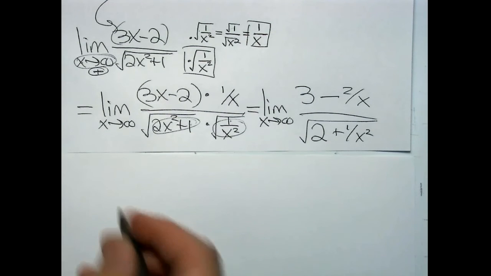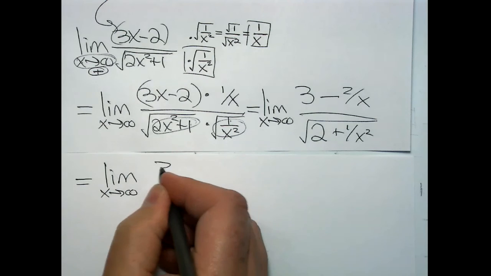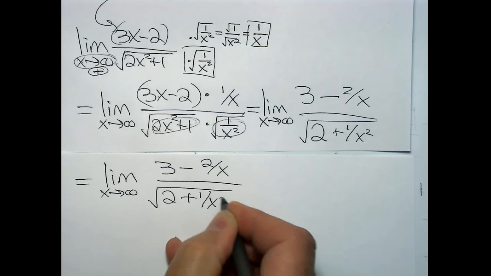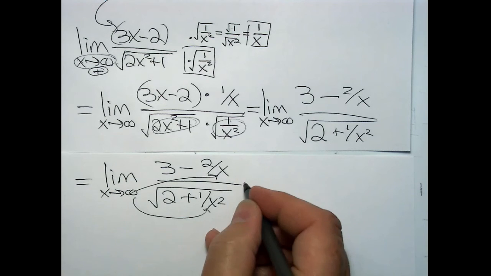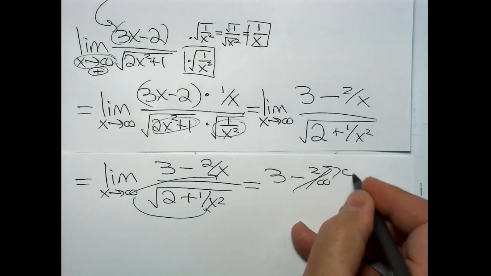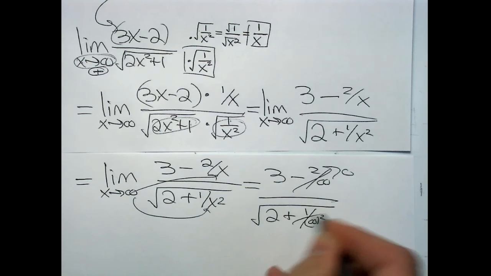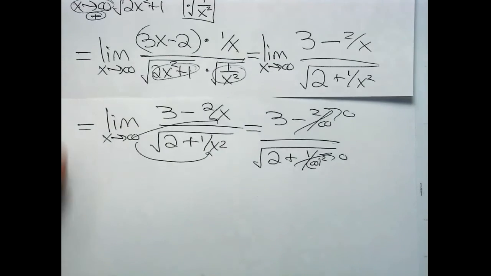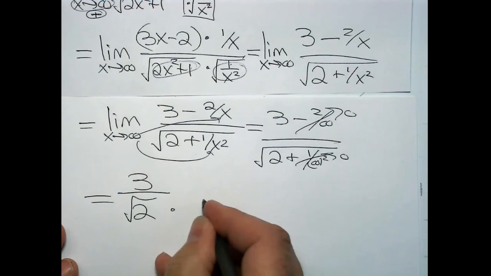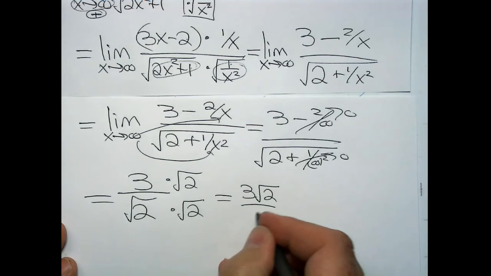So continuing and completing this limit, I get the limit as x approaches infinity, 3 minus 2 over x, square root of 2 plus 1 over x squared, and now go right ahead and plug it in with direct substitution. That would be 3 minus 2 over infinity, which is worth 0, and square root of 2 plus 1 over infinity squared, which is also worth 0. So in the end, I found my limit. And if you don't like the radical on the bottom, I certainly can take care of that with rationalizing the denominator to get this in simplest radical form.